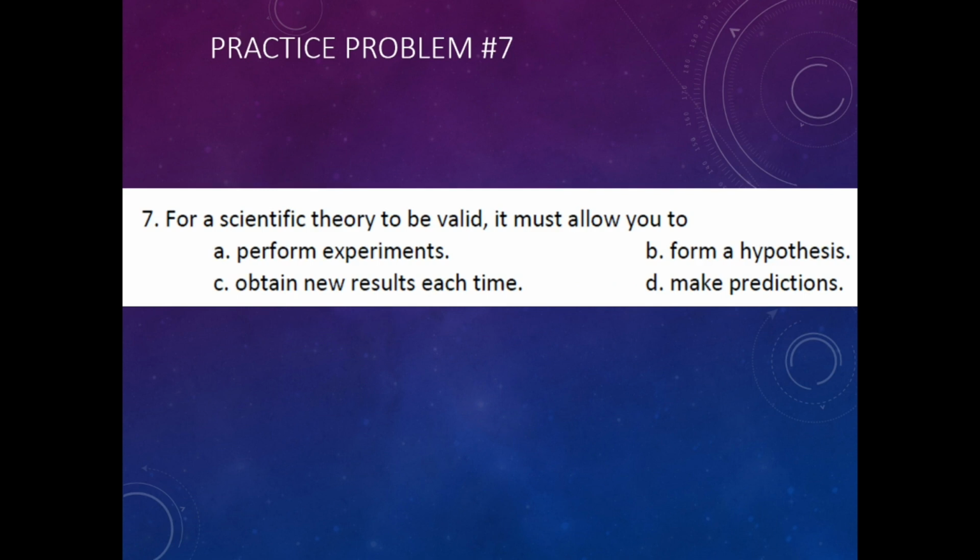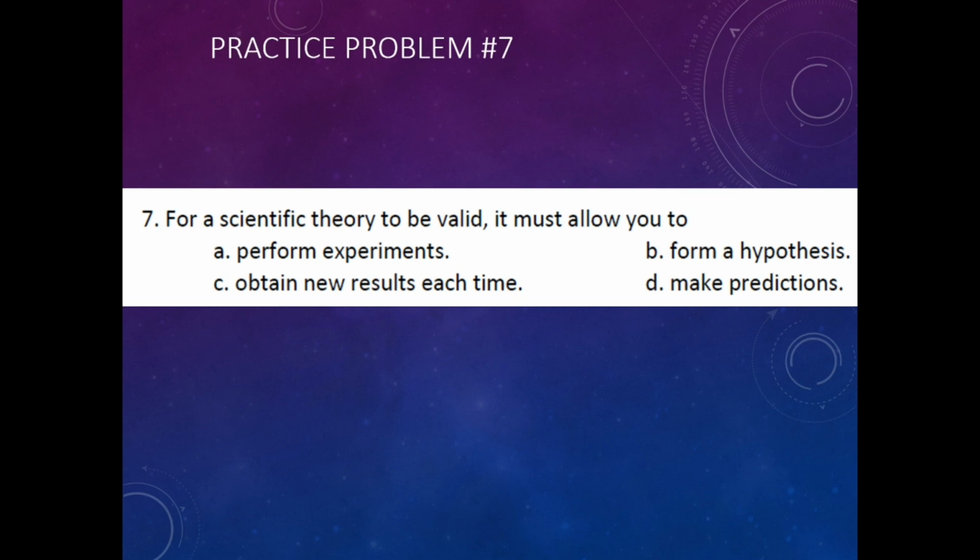Number 7 says, for a scientific theory to be valid, it must allow you to do what? Perform experiments, form a hypothesis, obtain new results each time, or make predictions. You do not need a scientific theory to perform experiments. You could just do that on your own without a theory. Same is true with forming a hypothesis. You don't need a scientific theory to form a hypothesis.